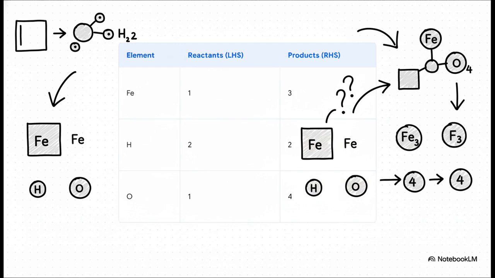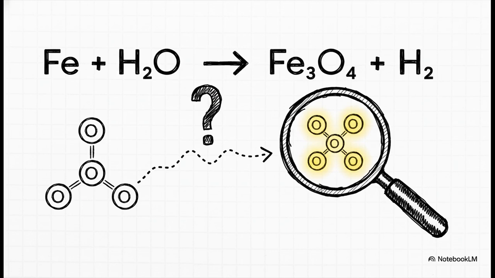Now, for the right-hand side, the products, we have 3 iron atoms, Fe3. We have 2 hydrogen atoms, H2, and 4 oxygen atoms, O4. As you can see, the numbers don't match at all. So let's start balancing. Now here is a helpful tip to make this easier.